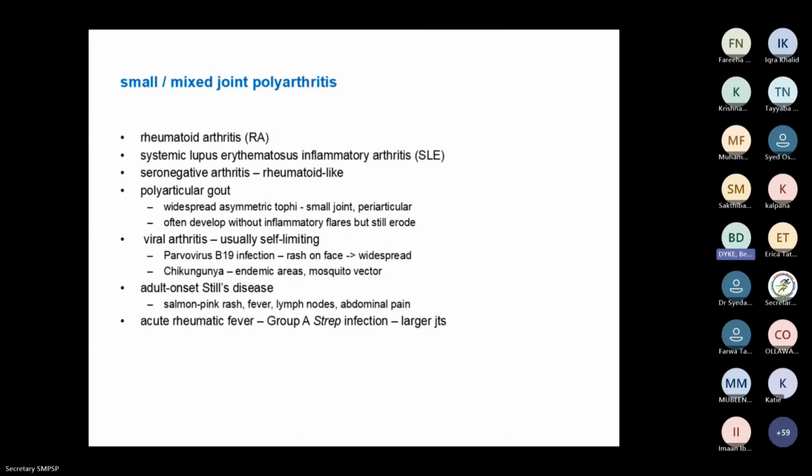Certainly in our more elderly portion of the population, we see a lot of polyarticular gout. Usually there's a clue to the diagnosis with tophi deposition, little bits of crystal in the skin, often over the ears or sometimes over the joints themselves.